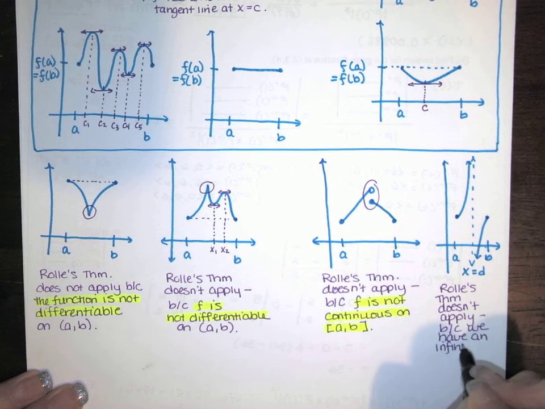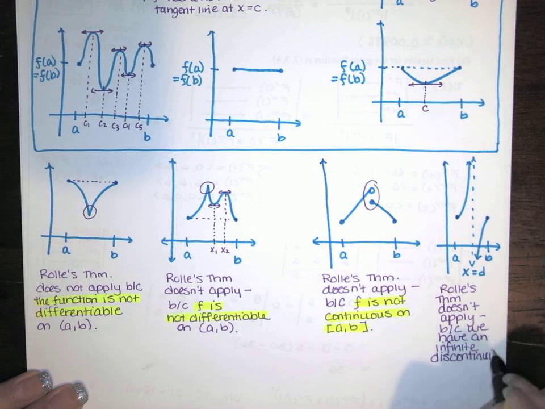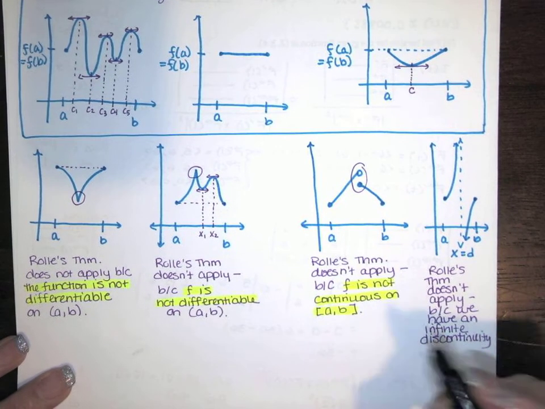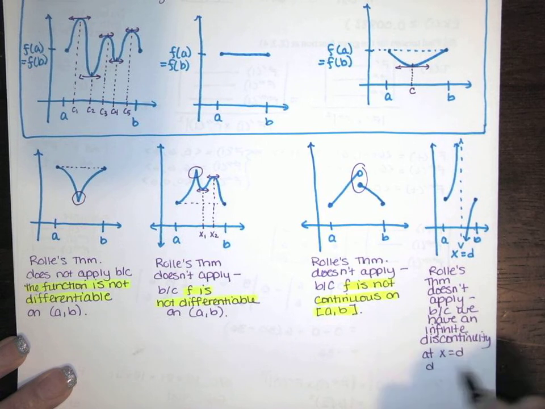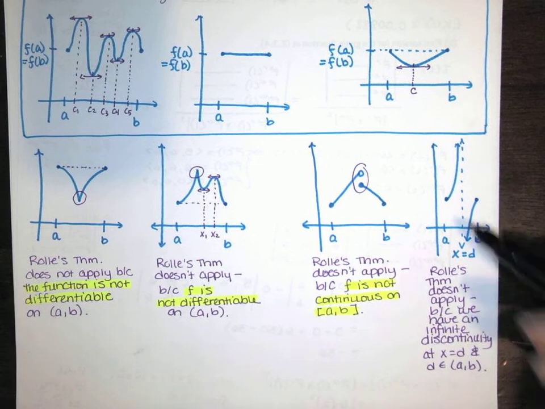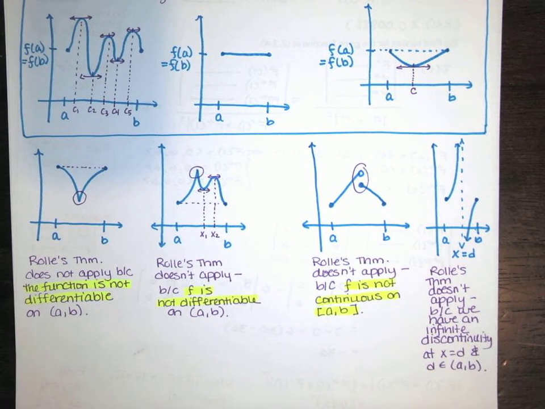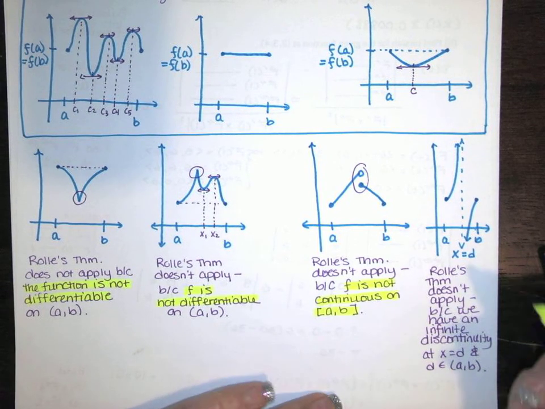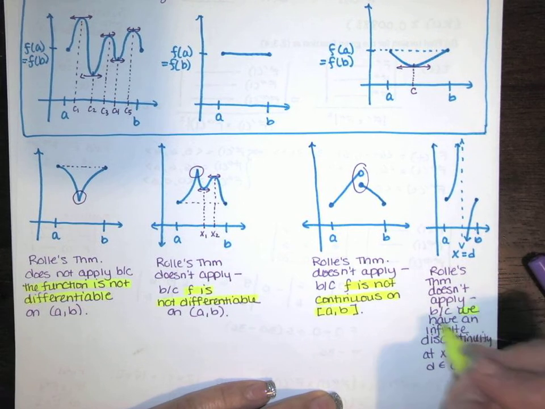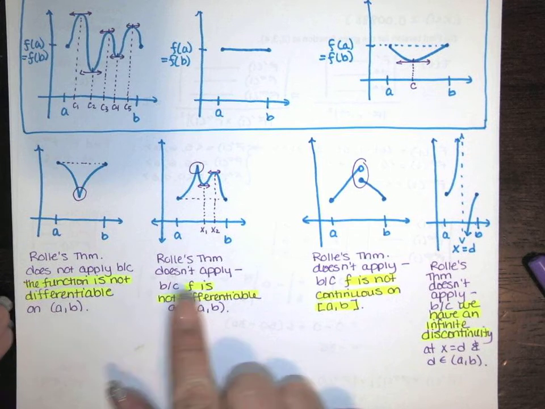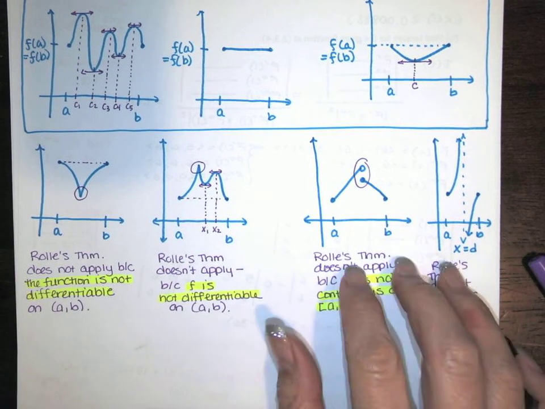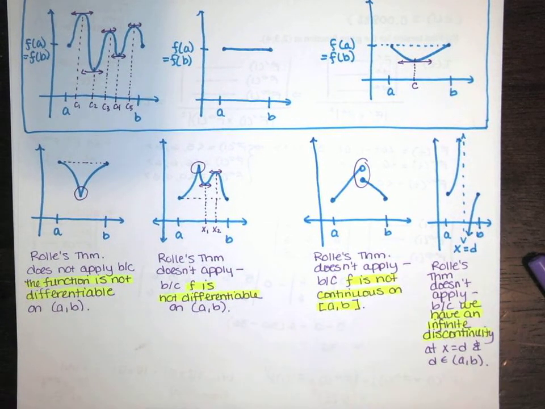This is an infinite discontinuity, and that infinite discontinuity occurs on the interior of that interval. So d is in the interval from a to b, and the function's discontinuous there, so Rolle's theorem does not apply. Okay, so if the function fails to be differentiable, the theorem does not apply. If the function fails to be continuous, the theorem does not apply.